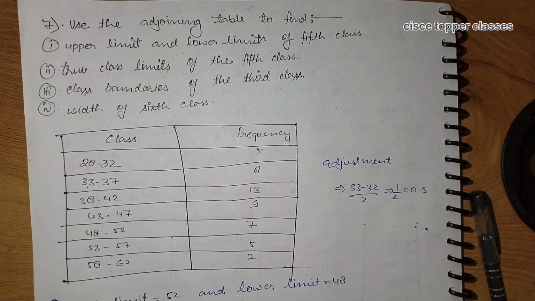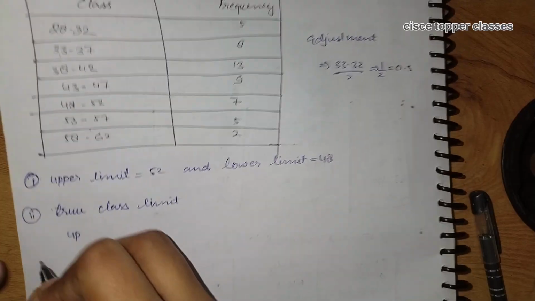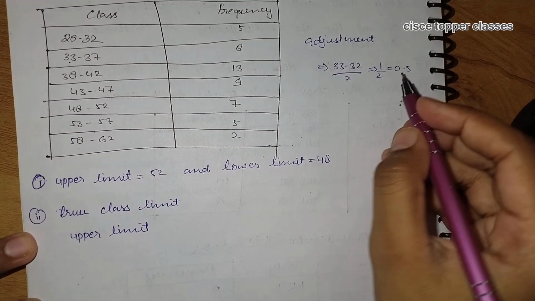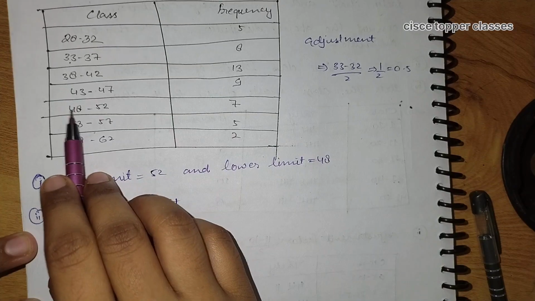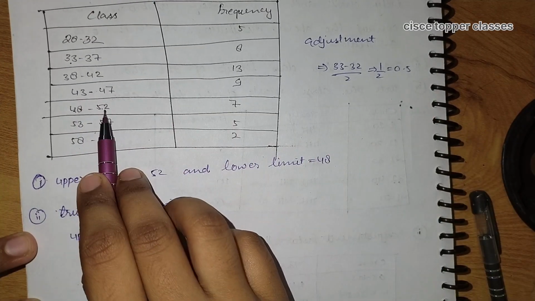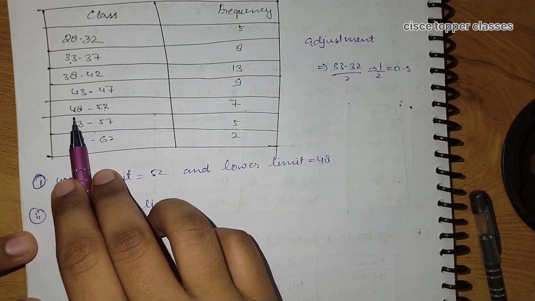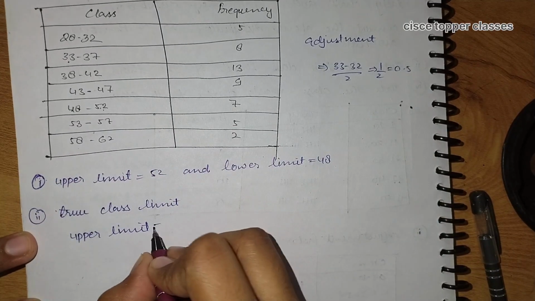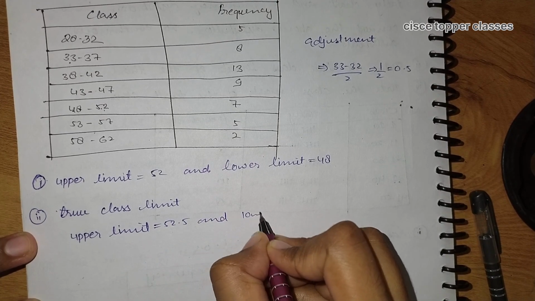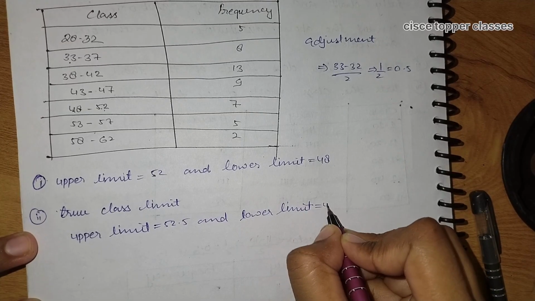So true class limits we are going to write here. Firstly, the upper limit: we will add 0.5 to the upper limit, and we will subtract 0.5 from the lower limit. So hence the upper limit will be 52.5, and the lower limit will be 47.5.